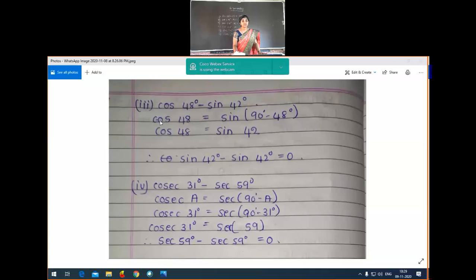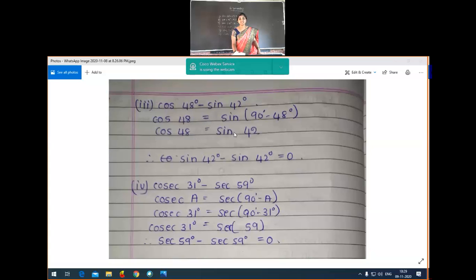Cos 48 we can write in the form of sine of 90 minus 48, because cos A is equal to sine of 90 minus A. So that's why cos 48 we can write in the form of sine of 90 minus 48. So cos 48 is equal to sine 42. Cos 48 is also equal to sine 42.